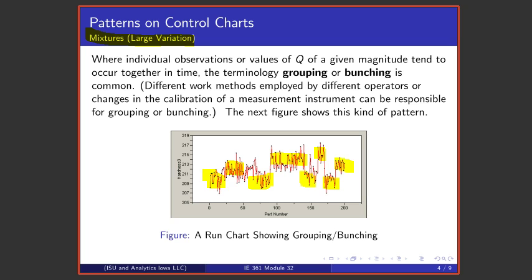That kind of a pattern might be driven by rotation of operators or gauges or changes in raw material batches, that kind of thing. Again, the point is not just to say, oh, that's a mixture pattern, but to think about what are causes that could lead to that. If those causes can be mitigated, one would hopefully get a more consistently behaving process, reducing variation, improving quality.